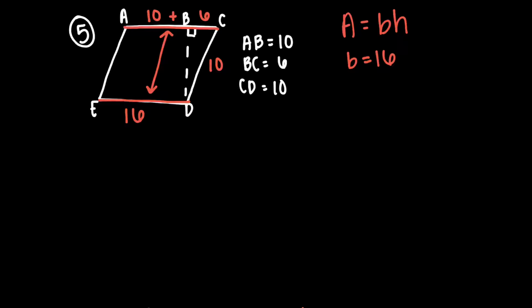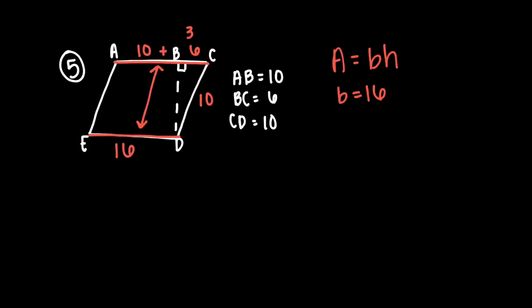But I'm trying to get you to recognize these 3, 4, 5 triangles. If you look at it, 6 is 3 times 2, and 10 is 5 times 2. So that means the height should be 4 times 2, which is 8. So the height of my parallelogram is 8.